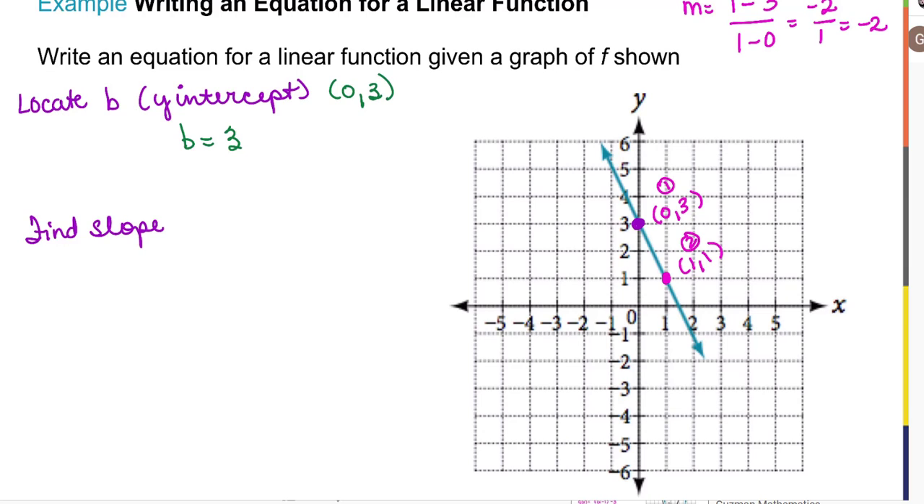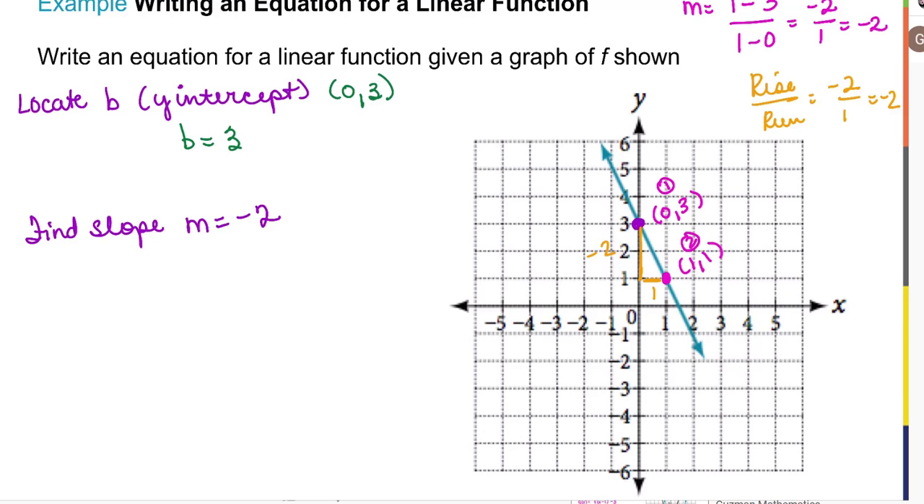The other thing you can do with a graph that's small like this is use rise over run. You can actually count because you can physically see the changes. The y's change negative 2, and the x's change 1. So rise over run is negative 2 over 1, which is also negative 2. Either way, you find that the slope is negative 2.